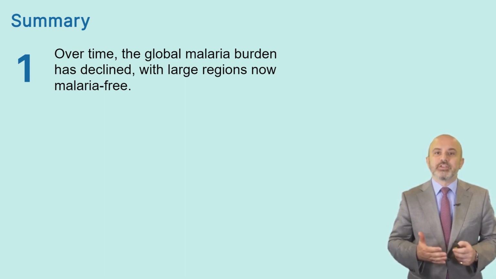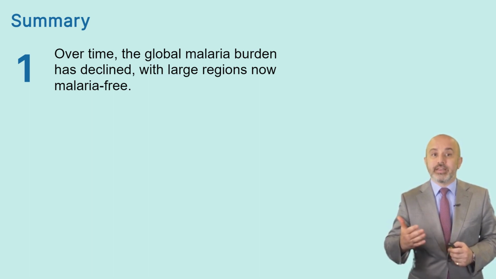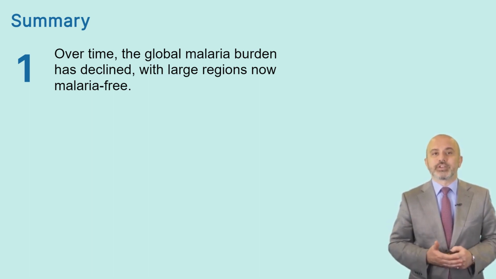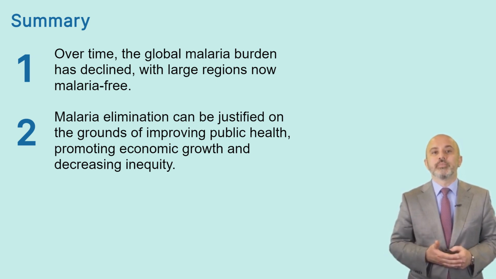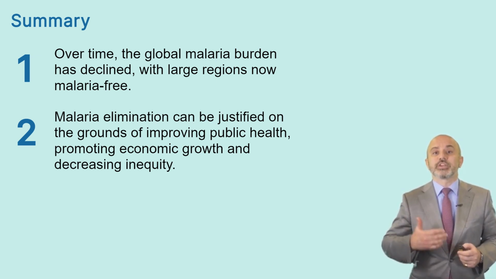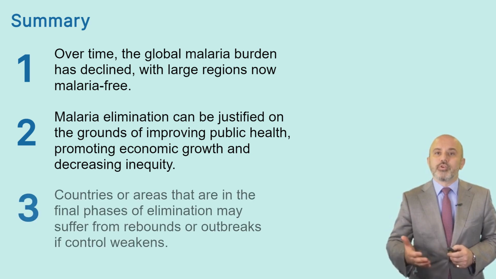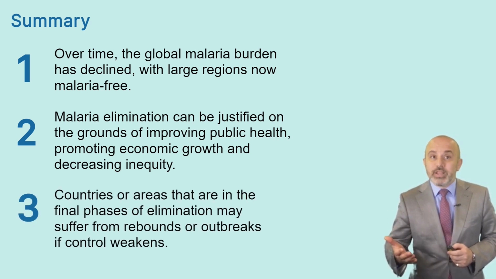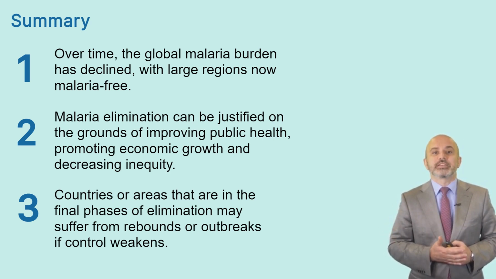In this module, we learned that the global malaria burden has declined substantially over the last 120 years, and there are now large regions of the world that are malaria-free, such as Europe, North America, and Australia. We also learned that there are many reasons to justify malaria elimination. Elimination removes malaria as a significant public health problem or even as a public health threat. It promotes economic growth and it decreases inequities. Finally, we also learned that countries that come close to elimination but then weaken their control efforts often experience significant resurgences in malaria transmission that can put a large number of people at risk of severe disease and death.